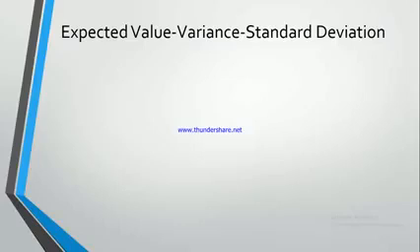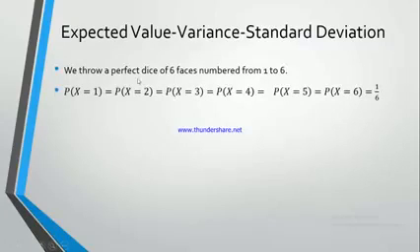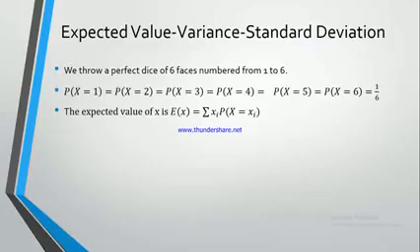And finally, we have to explain expected value, variance, and standard deviation. We throw a perfect dice of 6 faces numbered from 1 to 6. So the probability to see a face that has 1, 2, 3, 4, 5, or 6 is 1 over 6, because one face over 6 faces, so they have the same probability.